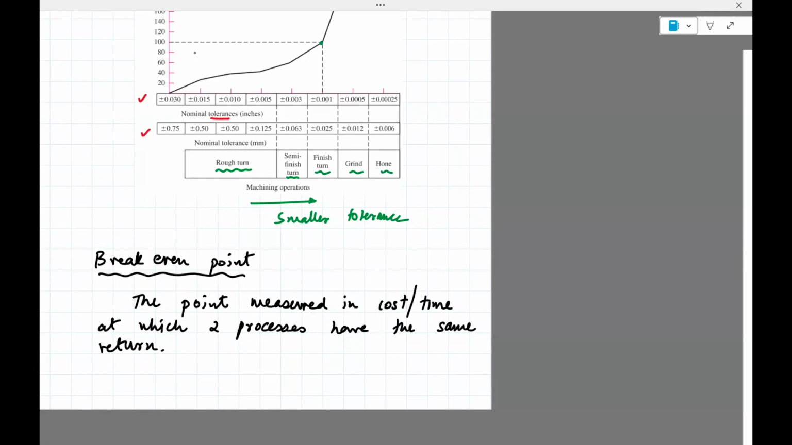So break-even point sometimes is about being profitable or less profitable. But in this problem, which we'll see, it's about figuring out, if you have an option to make a particular part using two processes, at what point one process would beat the other in terms of cost.